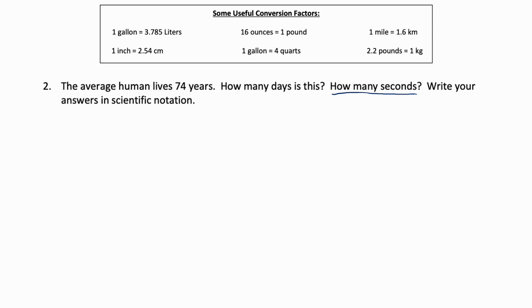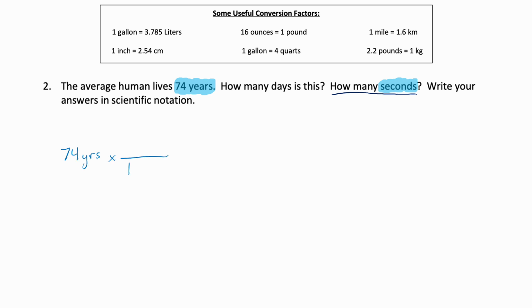So again, let's figure out what we're given and what we're trying to get to. We are given years and we're trying to get to seconds. So these equalities are more known to the average human. So like years to days, days to hours, hours to minutes, and then minutes to seconds. And we can use that to get all the way from years to seconds. So again, let's start with what we're given, 74 years.